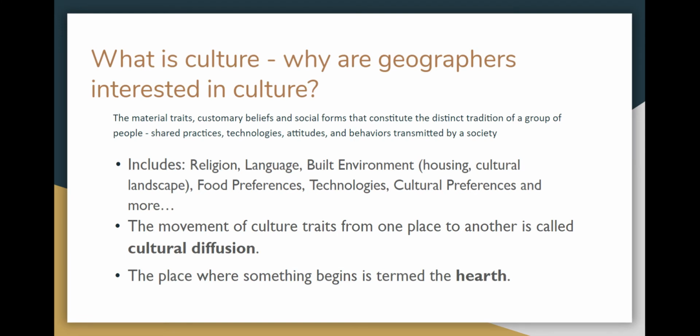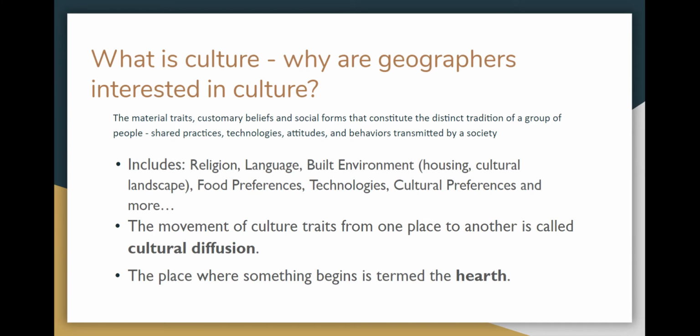Okay, so what is culture and why do geographers study culture? Culture is defined, and I smushed 2 definitions together, as the material traits, customary beliefs, and social forms that constitute the distinct tradition of a group of people. My slightly more preferred definition would be shared practices, technologies, attitudes, and behaviors that are transmitted by a society. So what is under the umbrella of culture?